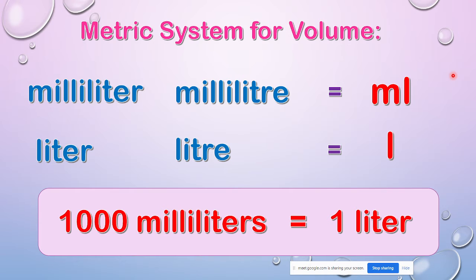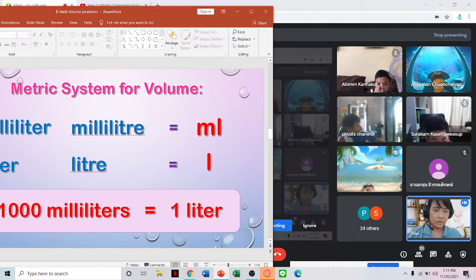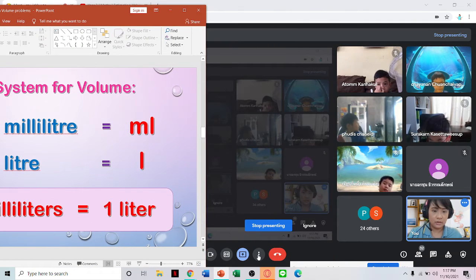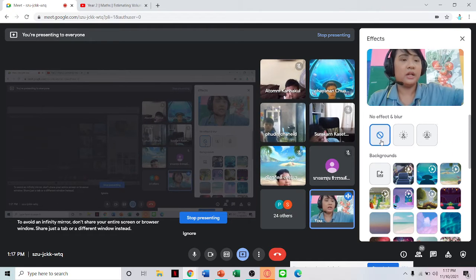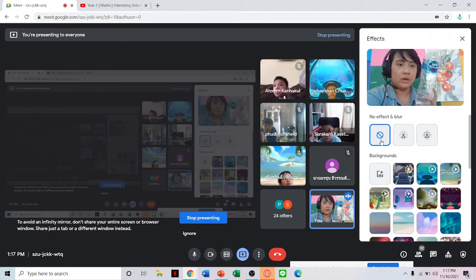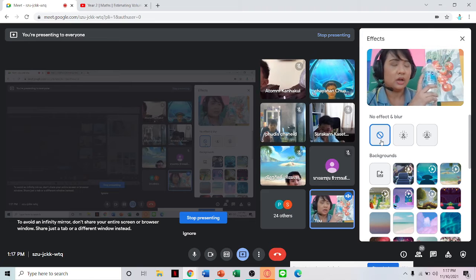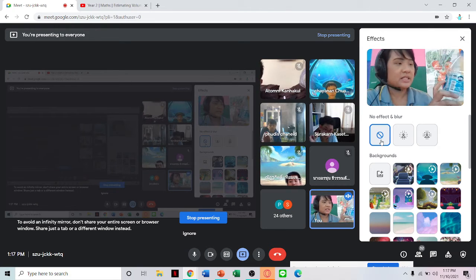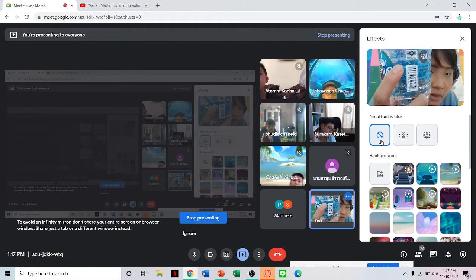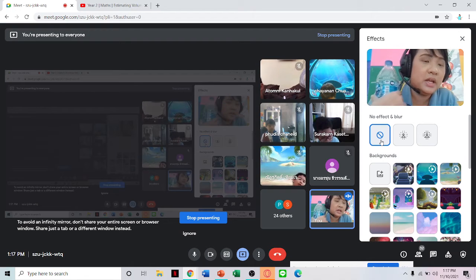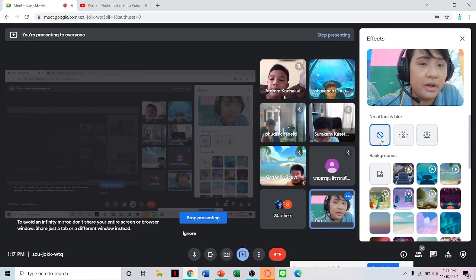So imagine, for example, Teacher Danica has a water bottle, a big one like this. This one says it holds 1.5 liters. When you see 1.5, it has a dot like this, 1.5 L. It means it holds 1 liter and a half. When you say point 5, that's half.